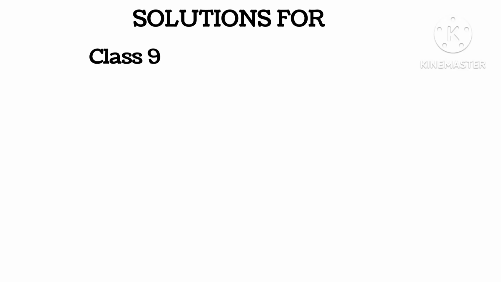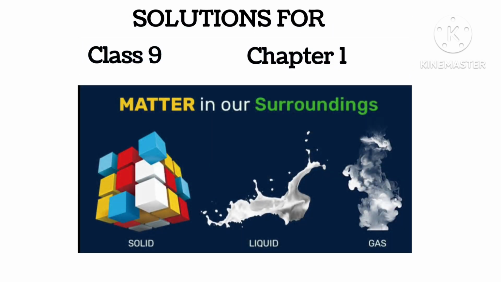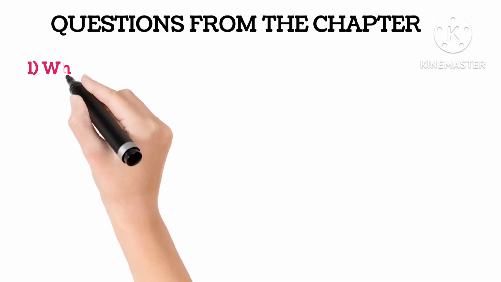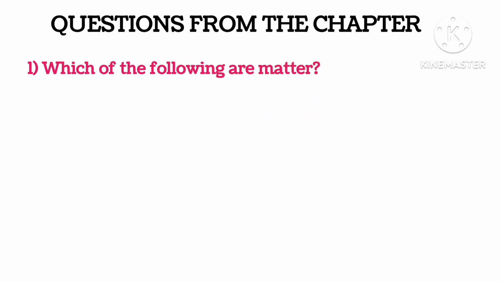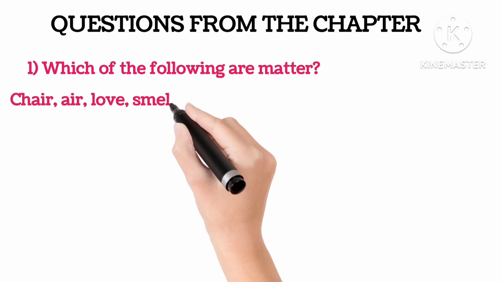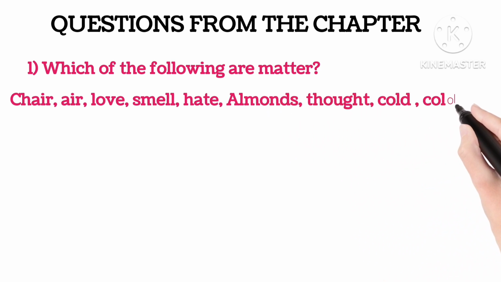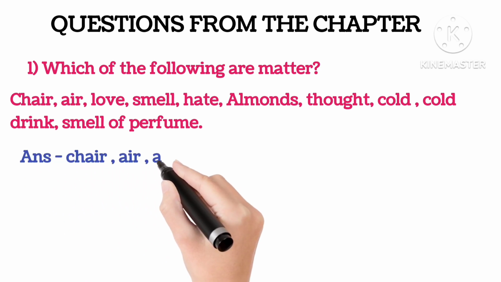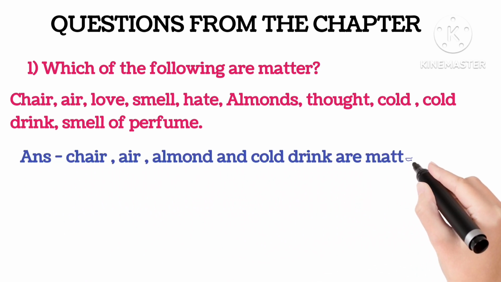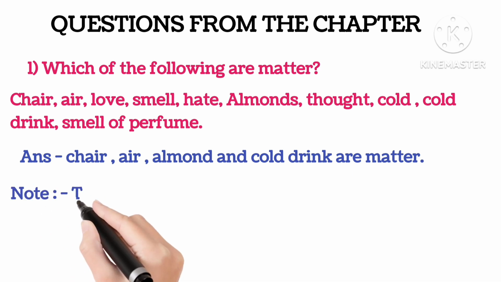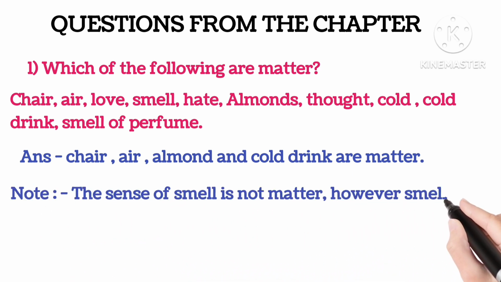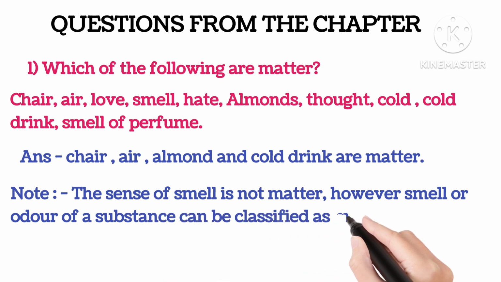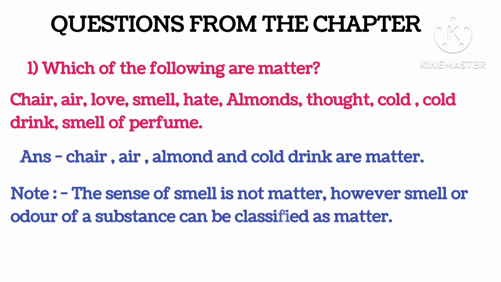Today's topic is Solutions for Class 9 Chapter 1, Matter in Our Surroundings. Questions from the chapter. Which of the following are matter? Chair, air, love, smell, hate, almonds, thought, cold drink, smell of perfume. Answer: chair, air, almond and cold drinks are matter. The sense of smell is not matter. However, the smell or odor of a substance can be classified as matter.